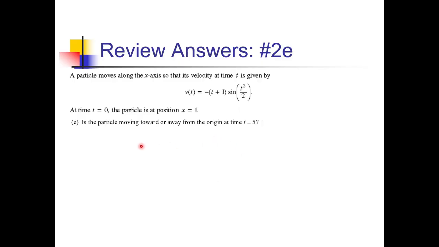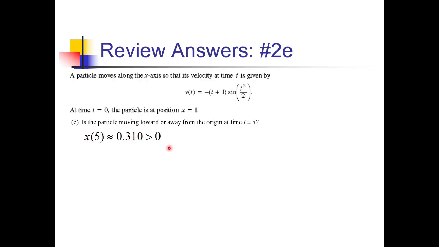For part E, we want to know if the particle is moving toward or away from the origin at time 5. So to figure this out, we just need to figure out the position and the velocity. If those have the same sign, then we're moving away from the origin. If they have different signs and are working against each other, then we're moving toward the origin. So we need x of 5. And you might remember from part B that that was 0.310. We actually already found that.